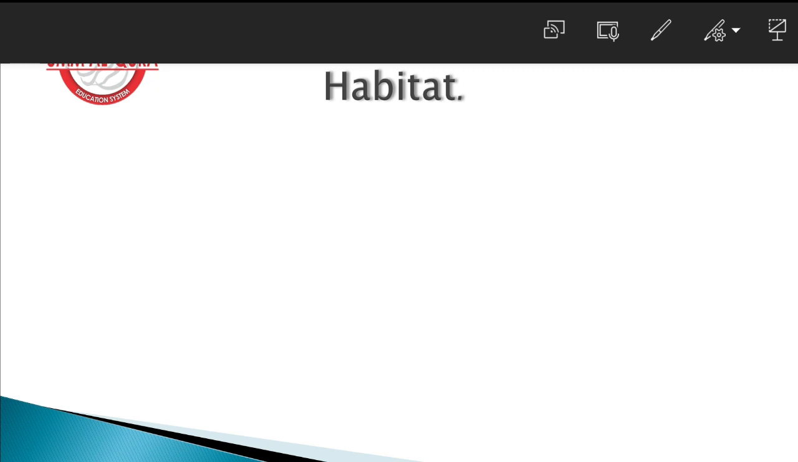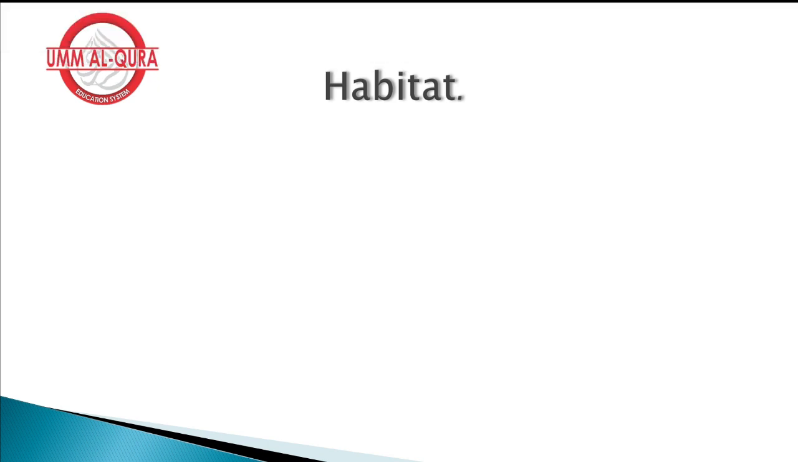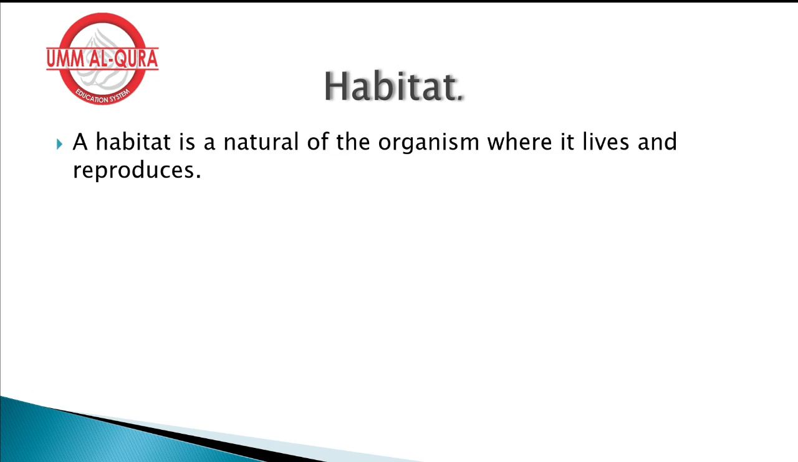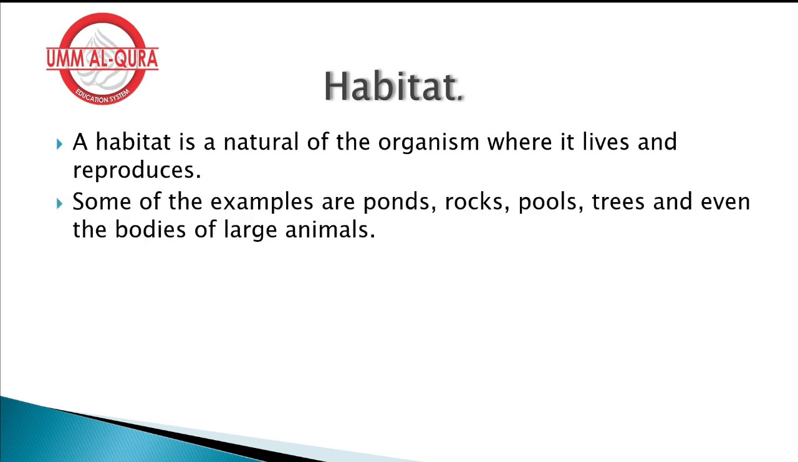The first thing we should know about is habitat. A habitat is the natural home of an organism where it lives and reproduces. A place is best suited to be the habitat of an organism if it offers the organism an ample supply of food, shelter from predators, protection from bad weather, and a place to reproduce, nest, or hibernate.